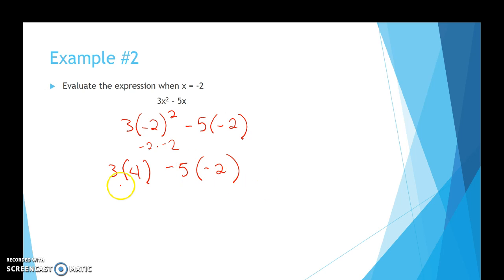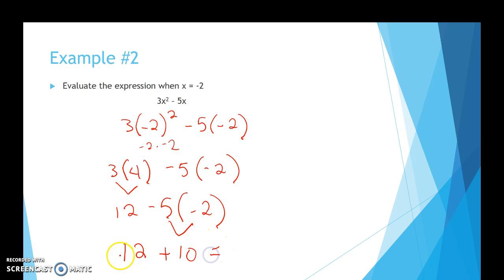So we have here 3 times positive 4 minus 5 times negative 2. Let's solve going from left to right. We have 3 times 4 is 12, minus 5 times negative 2. Negative 5 times negative 2 is going to give me a positive 10. So what we have here now is 12 plus 10, because negative times negative is positive. And 12 plus 10 gives me an answer of 22. So that would be it for this section, and we'll practice some more of this in your book in class.